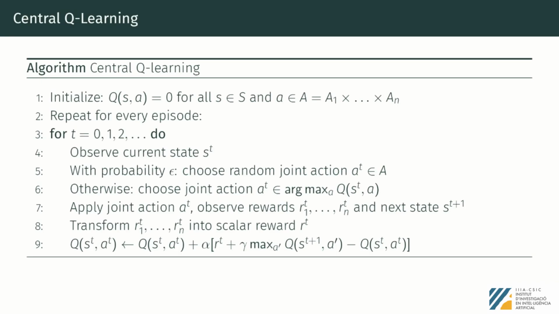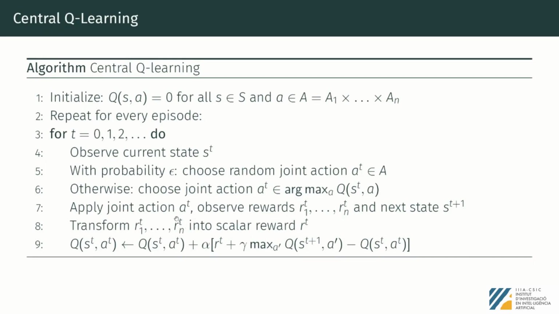It just happens to be composed of these multiple individual agents' actions, but we're abstracting away from that. We don't care about the fact that there are these multiple agents. And then we apply that joint action. We observe a joint reward, which includes rewards for all the individual agents. And then we get the successor state for t plus 1.